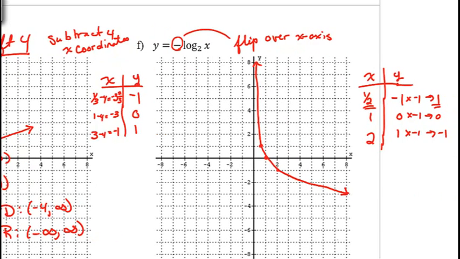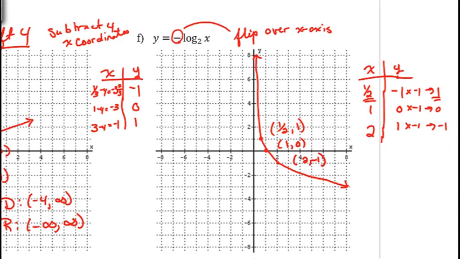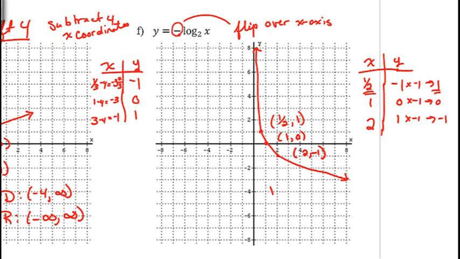And let me get those points filled in. So we have the points 1/2, 1, and 1, 0, and 2, -1. And the domain. So this flipping didn't change our domain. It still can't go beyond 0. So 0 to positive infinity.